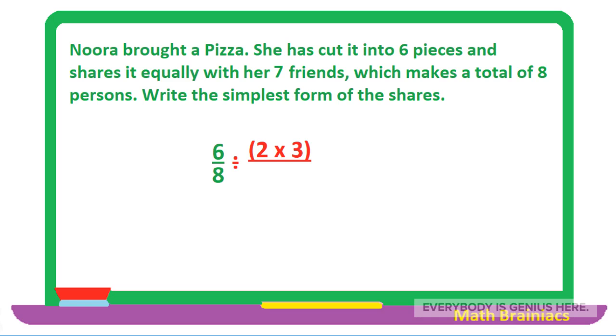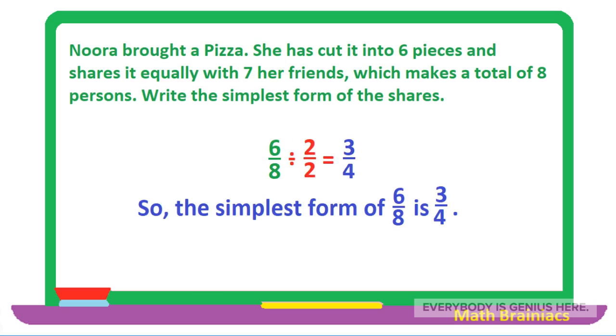The factors of 6 are 2 and 3, while the factors of 8 are 2 and 4. Number 2 is the same on both factors, so we can cancel out the 3 and the 4. And we can divide 6 all over 8 by 2 all over 2. 6 divided by 2 is 3, and 8 divided by 2 is 4. Therefore, the simplest form of 6 all over 8 is 3 over 4. It is easy, right?